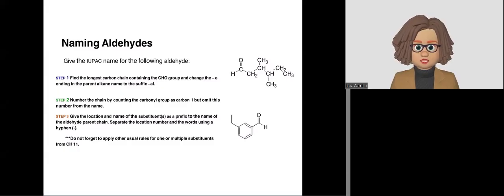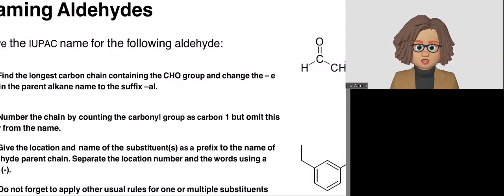In this video, we're going to continue going over the topics of chapter 6. Now we're going to proceed to learn how to name aldehydes. When it comes to aldehydes, we need to find the longest carbon chain that contains the CHO group. The CHO group is where carbon is double bonded with oxygen and, to one side of the molecule, is bonded to hydrogen.